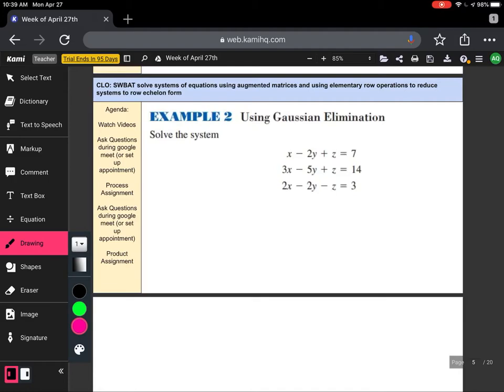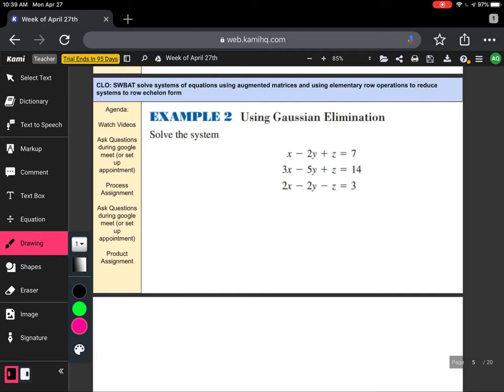One place that we can start, so we can switch any of the two rows if that helps us. We can multiply a constant to one of the rows, or we can add a multiple of one row to another. So as we think about the whole elimination, I see I have an x, a 3x, and a 2x.